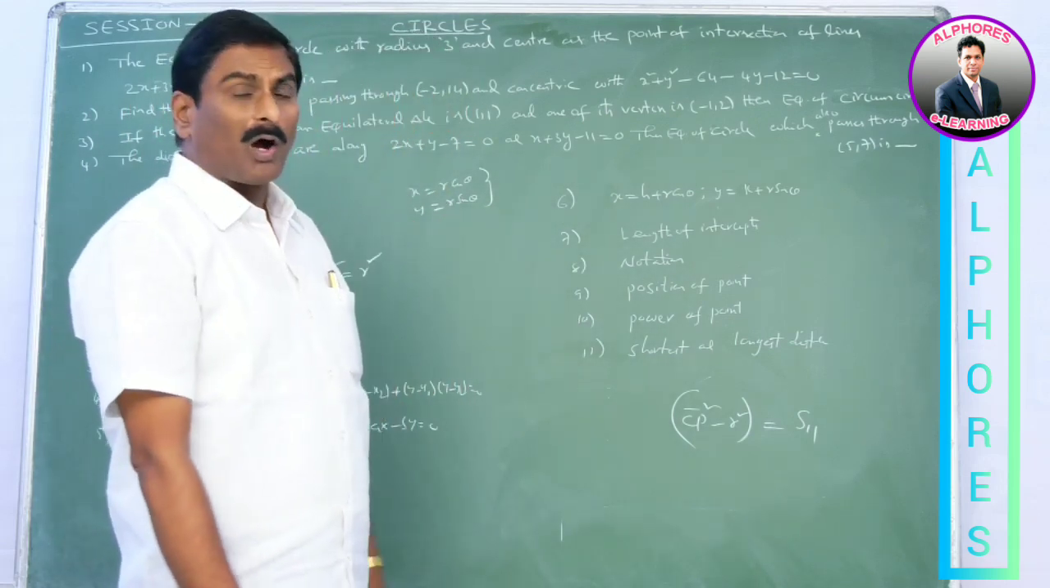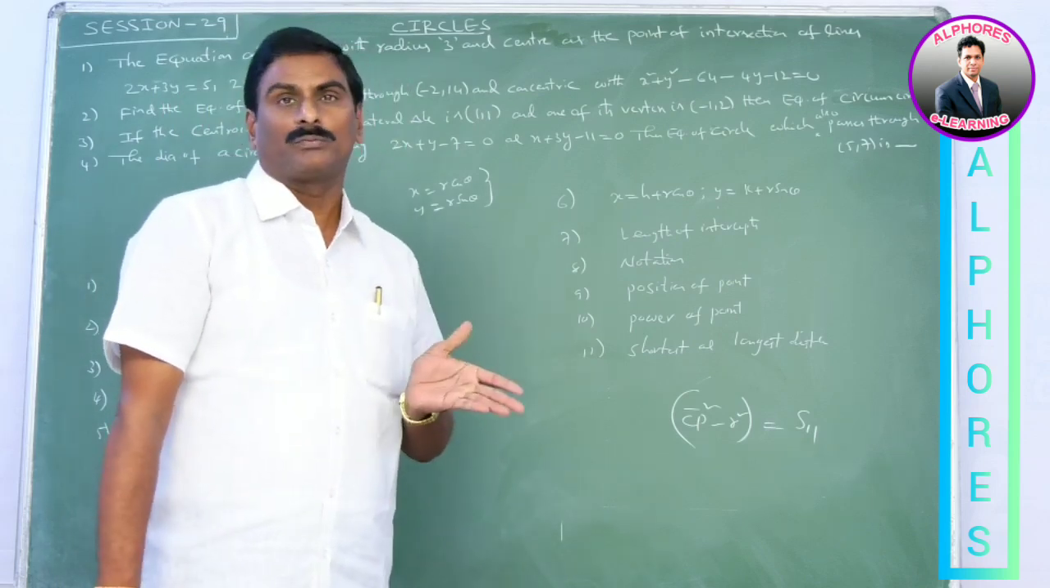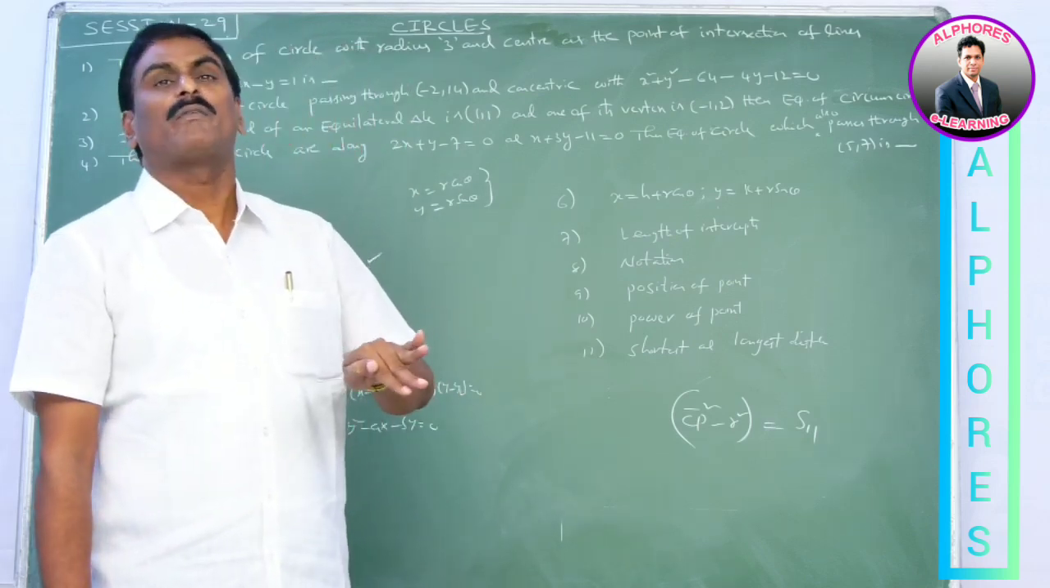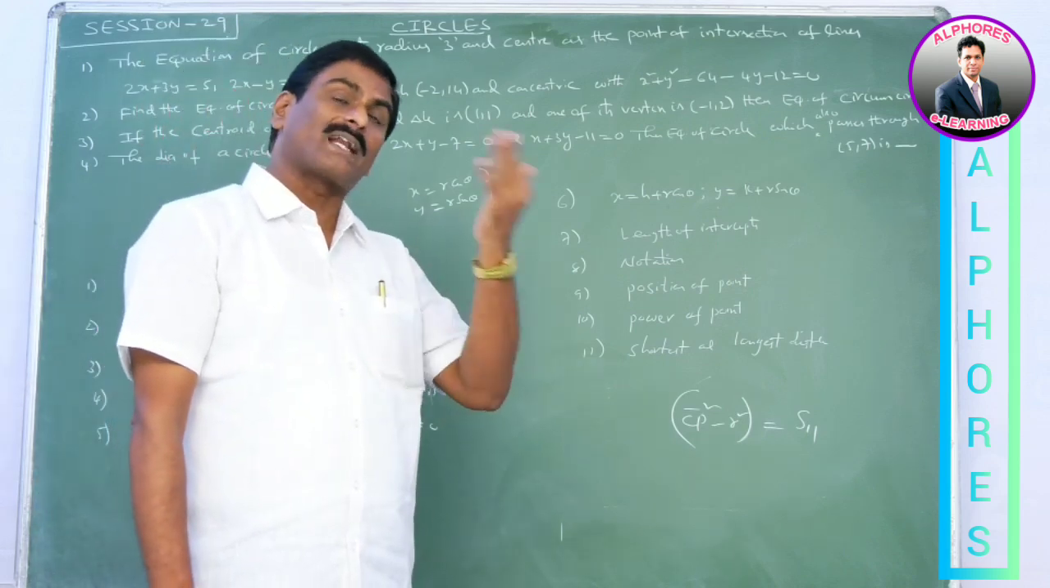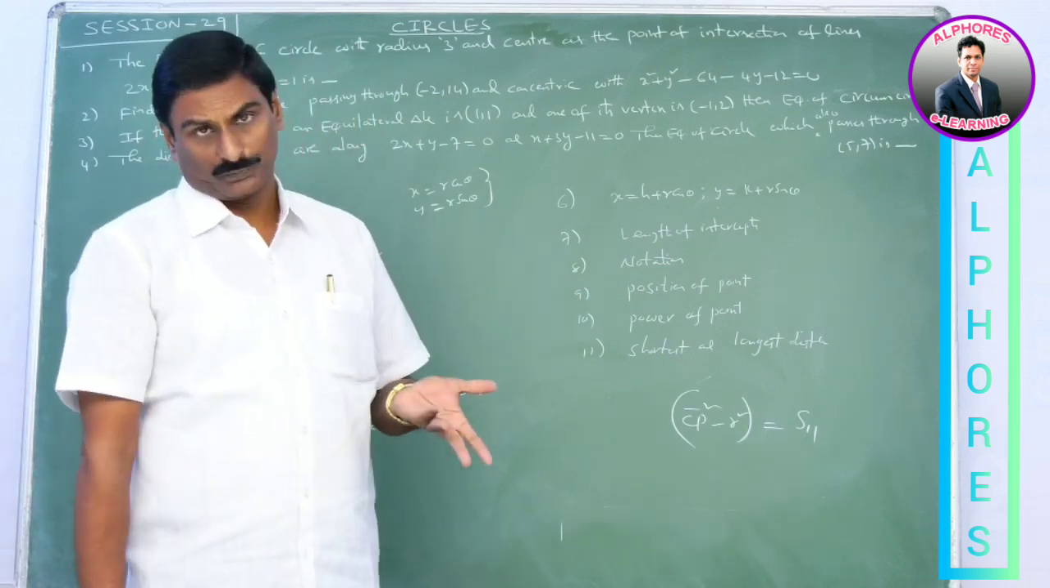If the point lies inside of the circle, power is negative. If the point lies on the circle, power is 0. If the point lies outside of the circle, then the power is positive.